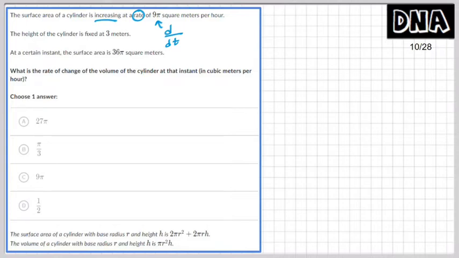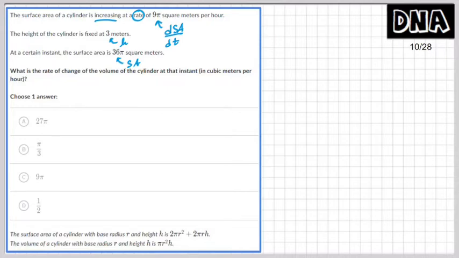A surface area? Okay, for surface area, I like to use SA because I know what SA means. It means surface area. Okay, and then it also says the height of the cylinder is 3. So h equals 3. I don't have to say equals, I just point the arrow. Then it says at a certain instance, the surface area is that. That's SA. It's not a rate because it doesn't say it's a rate.